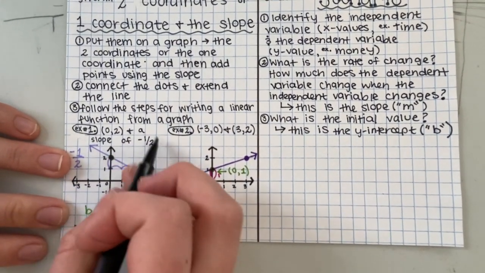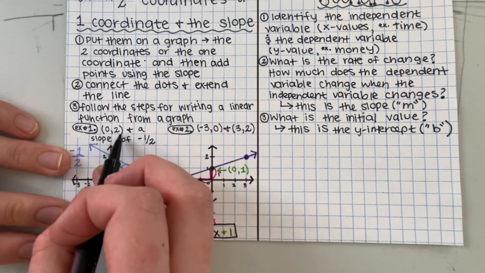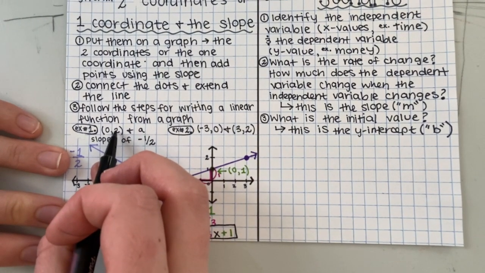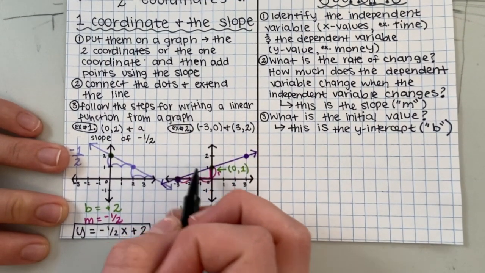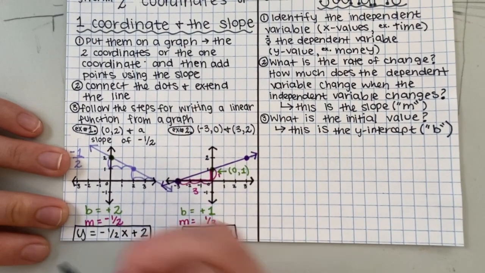What you can notice by looking at this is they actually gave me the y-intercept. That's the coordinate they gave me. So I didn't even have to create a graph because I was given the 2 pieces of information that I needed.